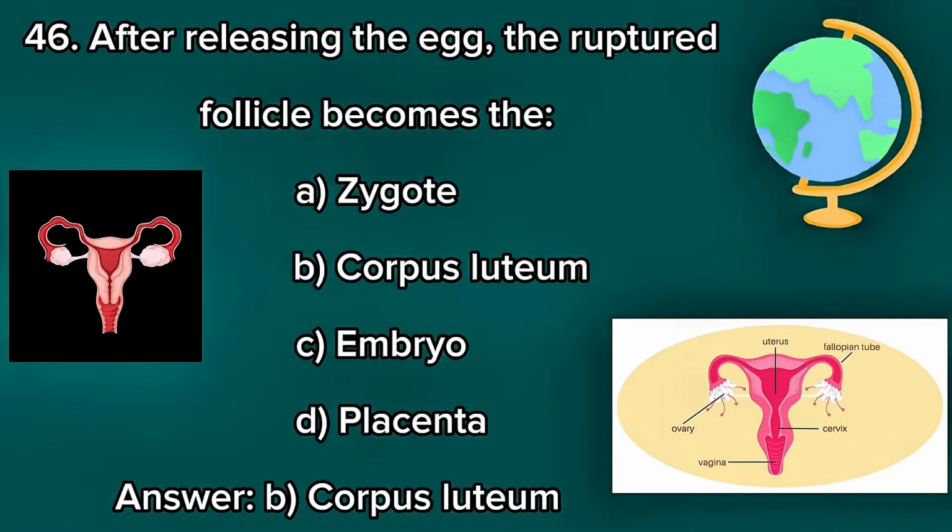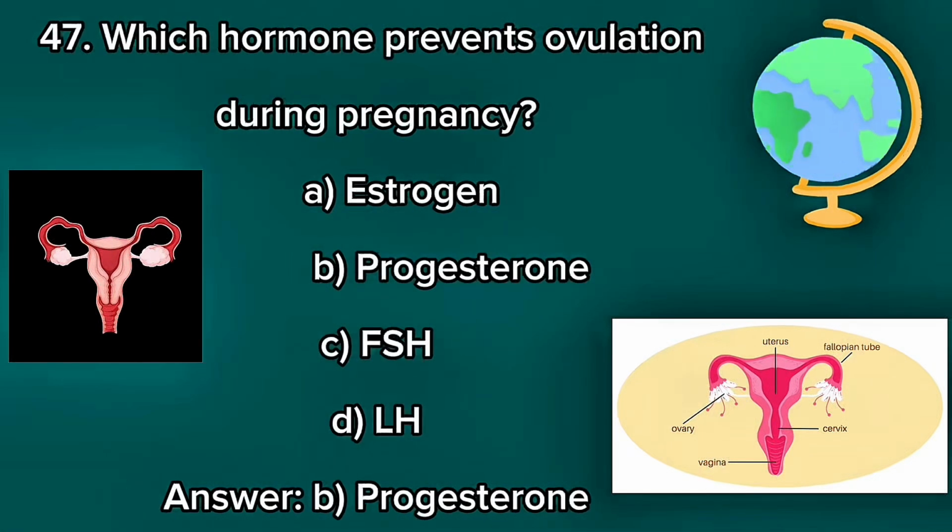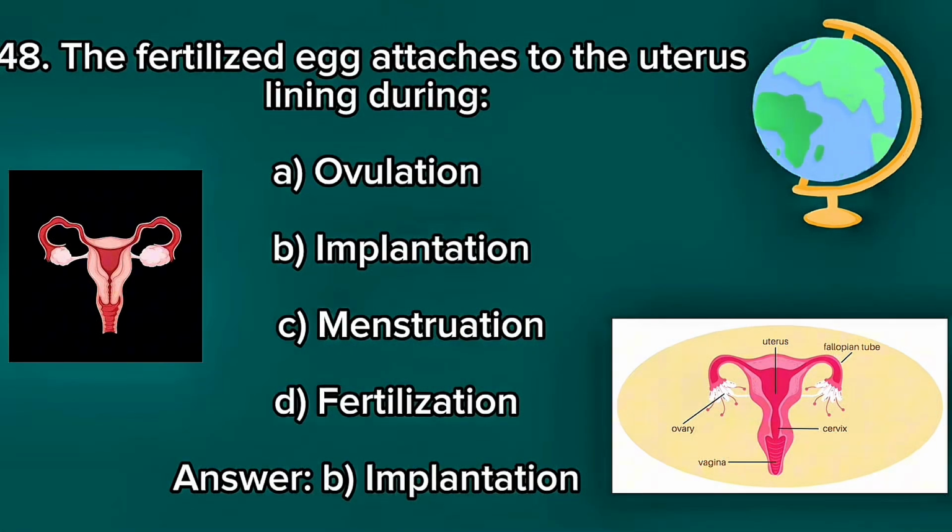After releasing the egg, the ruptured follicle becomes the A. Zygote, B. Corpus luteum, C. Embryo, D. Placenta. Answer, B. Corpus luteum. 47. Which hormone prevents ovulation during pregnancy? A. Estrogen, B. Progesterone, C. FSH, D. LH. Answer, B. Progesterone. 48.